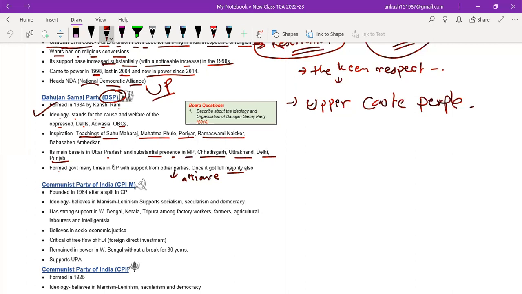Another party is the Communist Party of India, Marxist. Why is it written as Marxist? Because it belongs to the ideology of Karl Marx. It was founded in 1964 after a split in the CPI. It believes in Marxism-Leninism. So Marx and Lenin. Lenin, you might have heard this name.